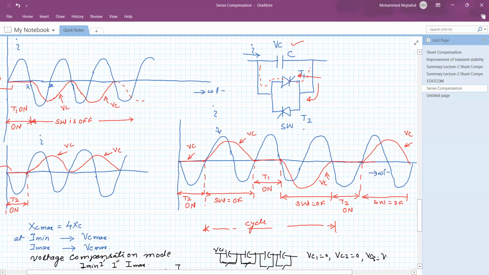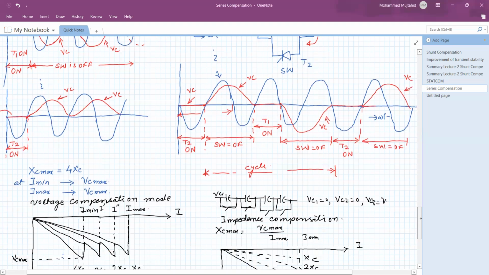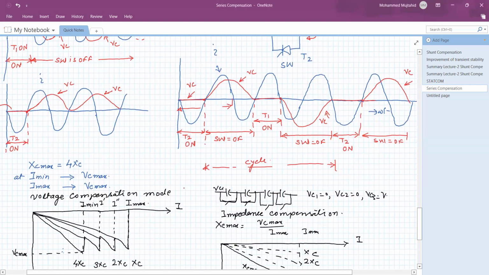So it is quite clear that the frequency of the voltage across the capacitor is quite different compared to the frequency of the current of the transmission line. See here, this is one complete cycle of current, the transmission line current cycle, whereas the capacitor voltage starts from here, and it is a positive half cycle, and this is a negative half cycle. So this thyristor switch series compensator is slower compared to other series compensation.